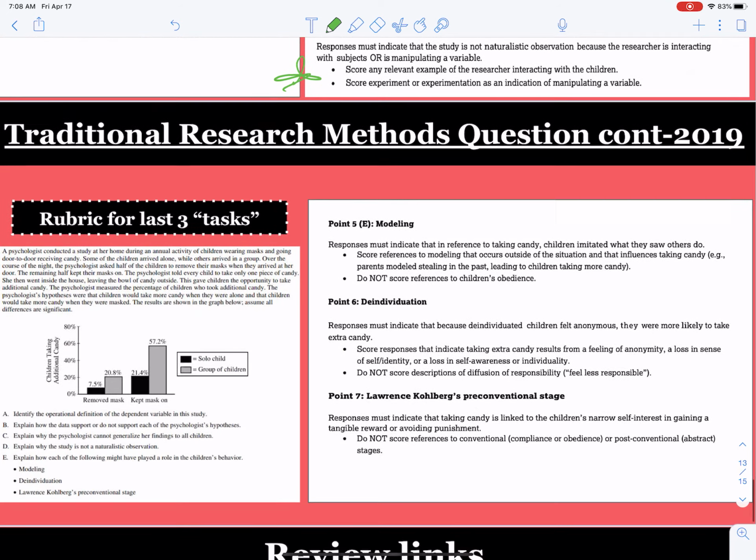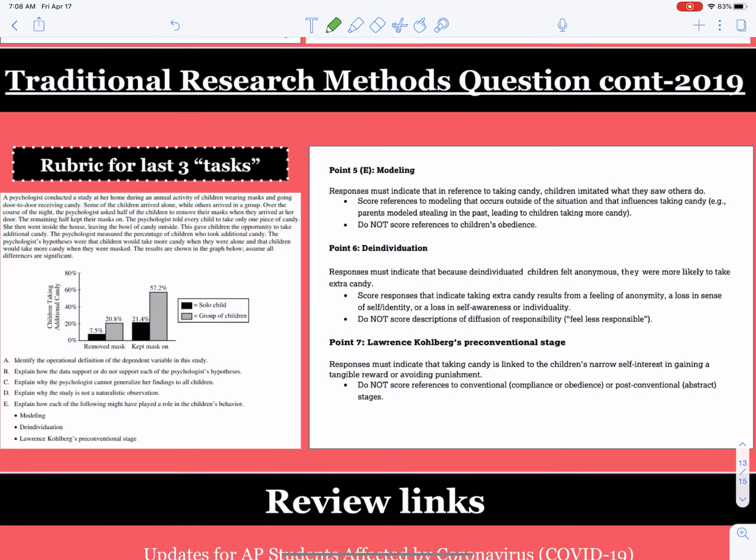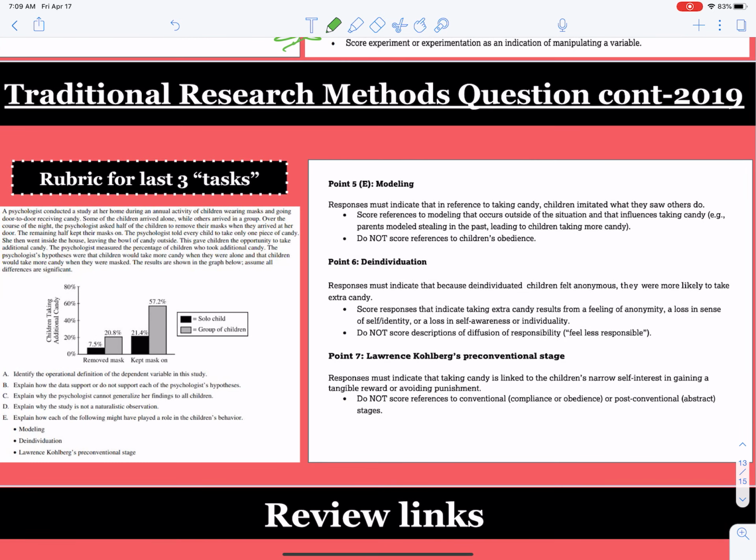Now the 3 concept points that were within there: modeling, de-individuation, and Lawrence Kohlberg's pre-conventional stage. So here's what I want you to notice. Modeling. They want you to say, in this case, that the children were imitating what they saw others do. But if you say something about children's obedience, that is not evidence of modeling. Obedience is not a consequence of modeling behavior, so they want to make sure that you do not write something like that.